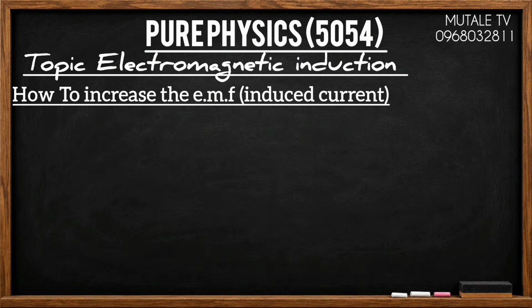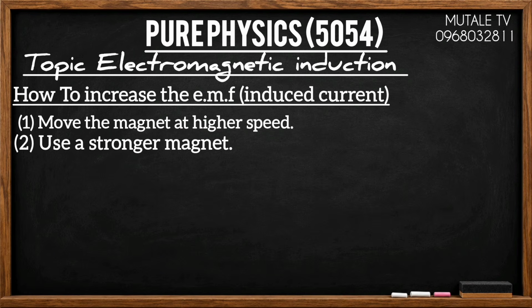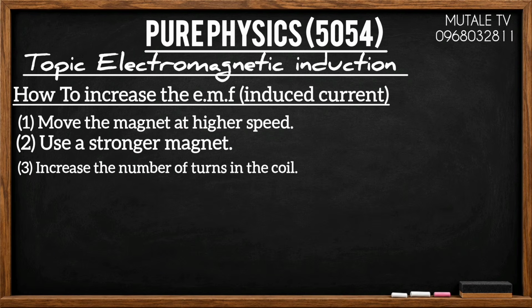So how do you increase the EMF induced, which is the current? Number one, you move the magnet at a higher speed. Number two, you use a stronger magnet. Number three, you increase the number of turns in the coil.